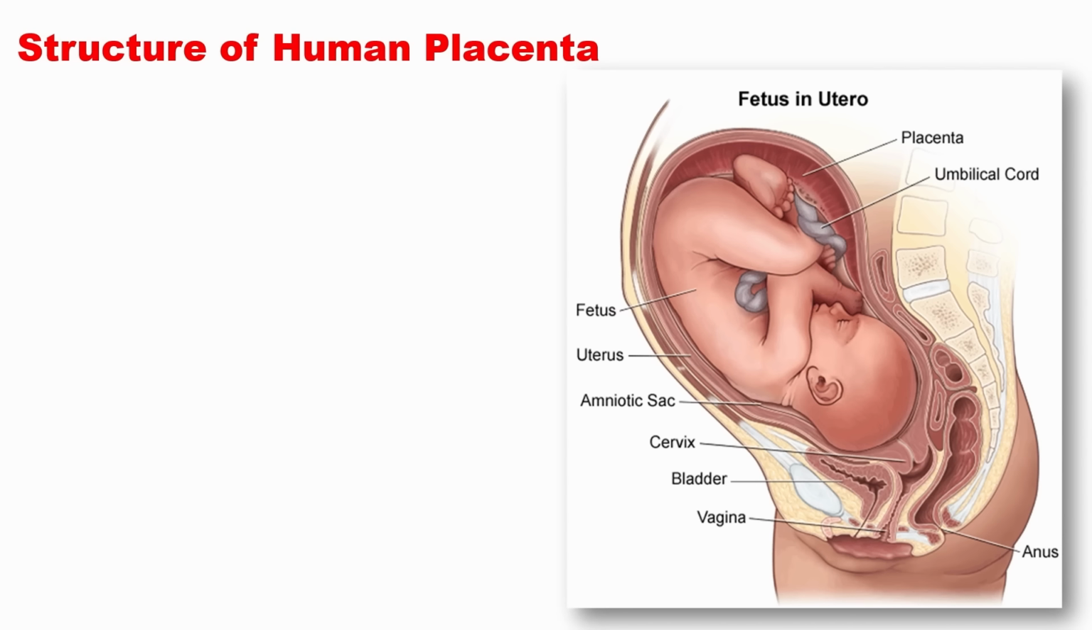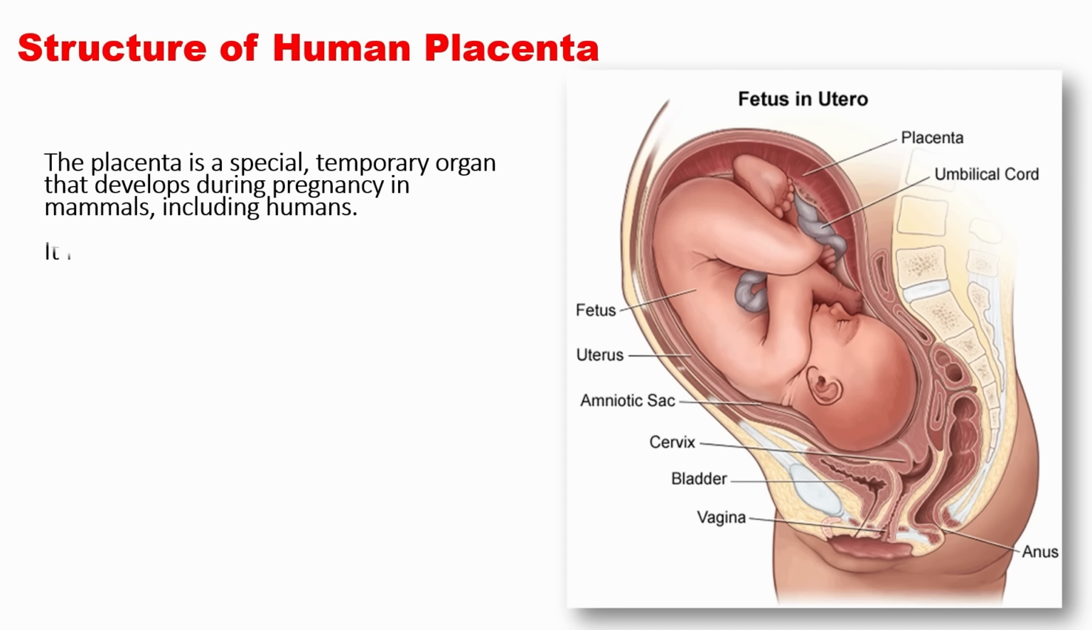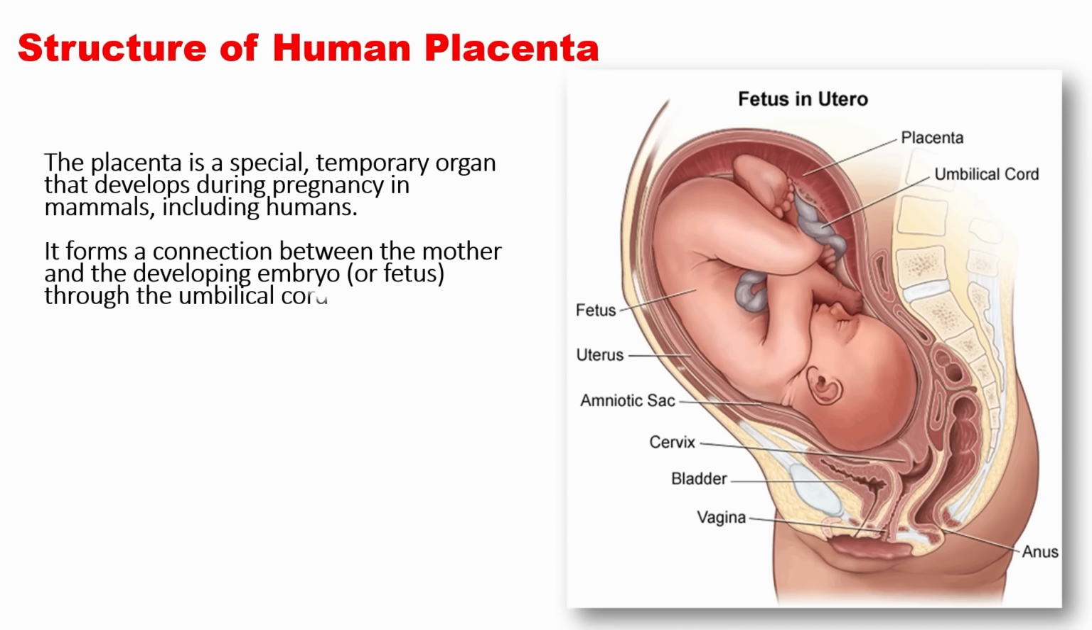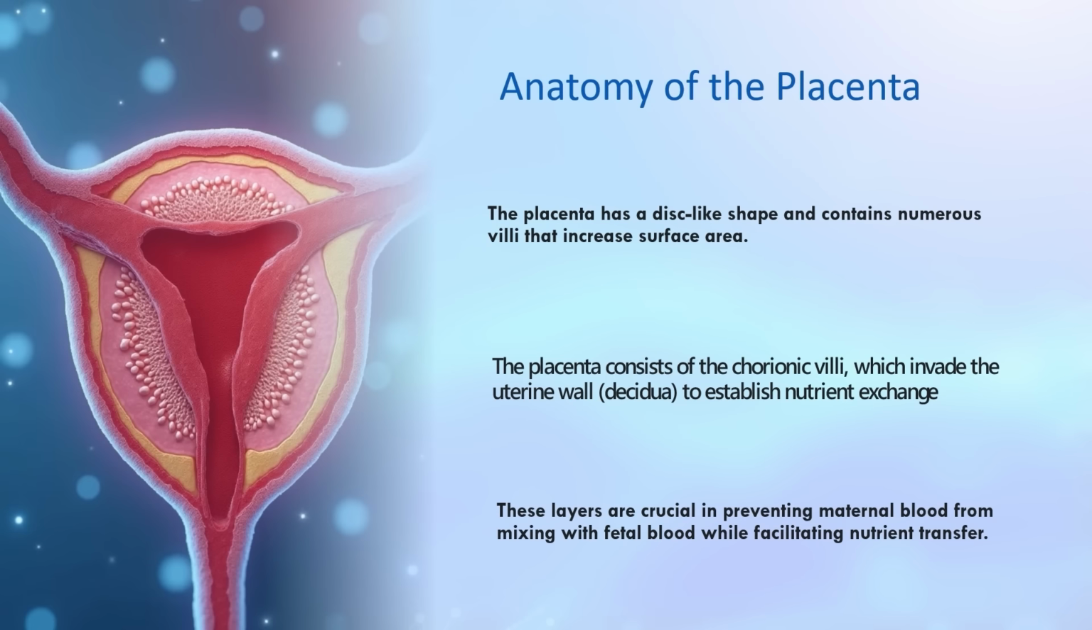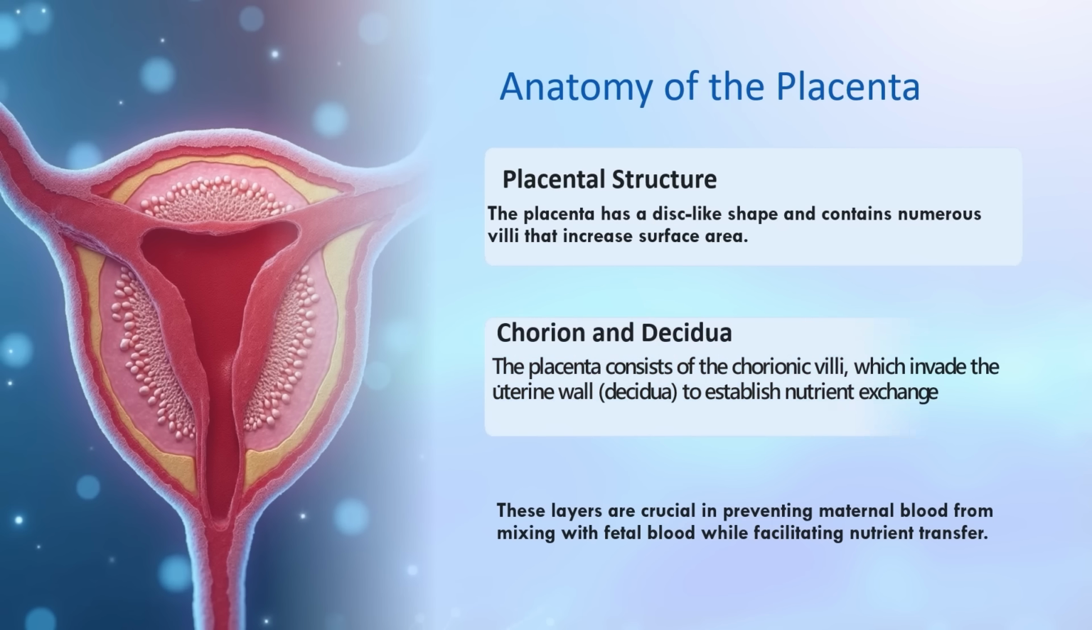The placenta is a special temporary organ that develops during the pregnancy in mammals, including humans. It forms a connection between the mother and the developing embryo through the umbilical cord. Coming to the anatomy of the placenta, it has a disc like shape and contains numerous villi that increase surface area.